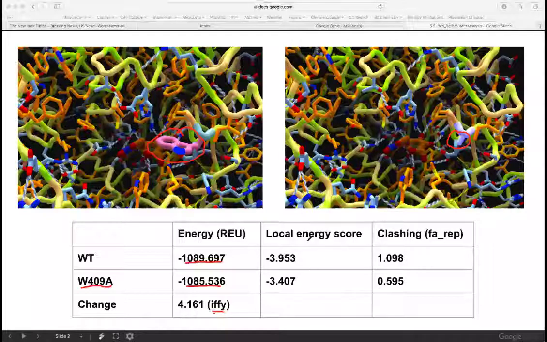And I also looked at the local energy score, and you can see there's a small increase in the local energy score, nothing that concerned me. And the clashing is within acceptable parameters. So all in all, I think we can go ahead with this mutation. Okay, and if you'll recall, the rest of Lab 4 was about designing an oligonucleotide to introduce this mutation into BglB. I'm not going to review that here. I'll refer you to the Lab 4 video.